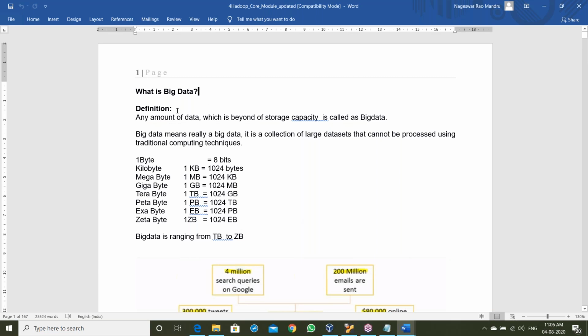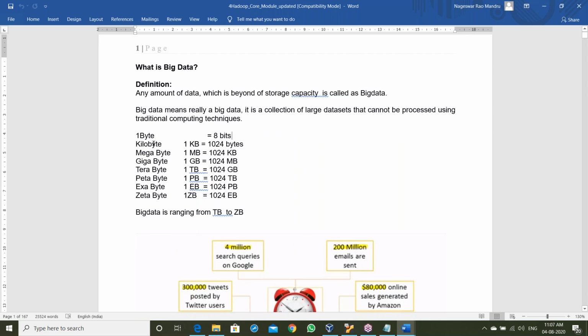What is big data? The definition: any amount of data which is beyond storage capacity is called big data. Big data really means a big data. It's a collection of large data sets that cannot be processed using traditional computing techniques.